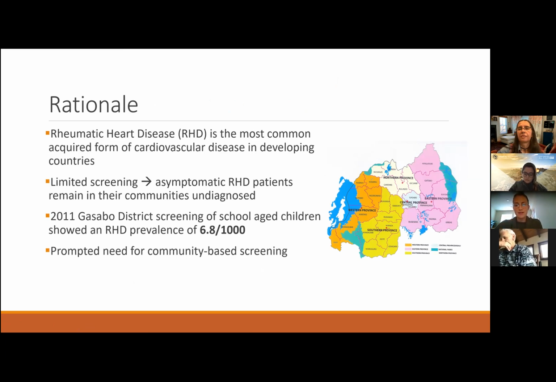In 2011, in the Gasabo district, which is this blue area right here, there was a screening done of school-age children, which showed a prevalence of about 6.8 per 1,000. There was another study, a few years before that, in Ghana, where the prevalence was only about 2 in 1,000, which still doesn't seem that large, but the greater burden made the realization that we need more community-based screening and earlier detection.